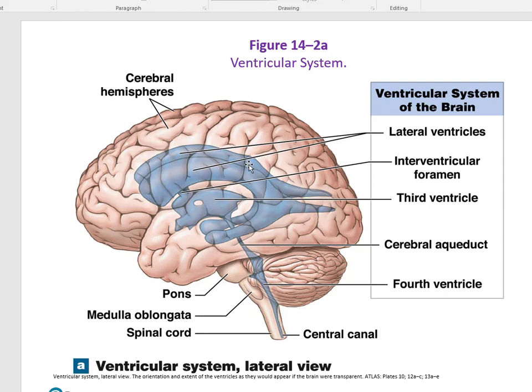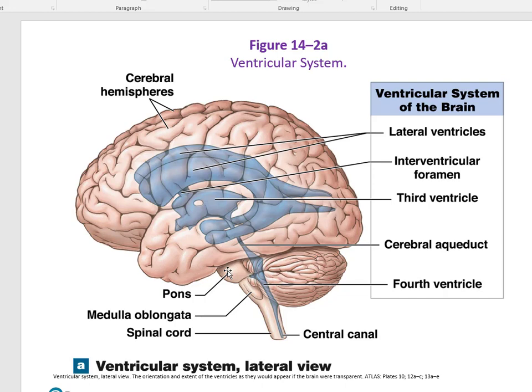So what are ventricles? They're kind of spaces in the brain that contain and make cerebral spinal fluid. We have 3 big ventricles that we'll talk about. The first one is called the lateral ventricle, and that's these big ventricles up here. We have then our third ventricle, which is found right below the lateral ventricles. And then finally, our last ventricle is the fourth ventricle here.